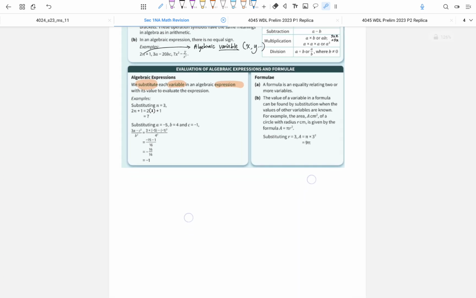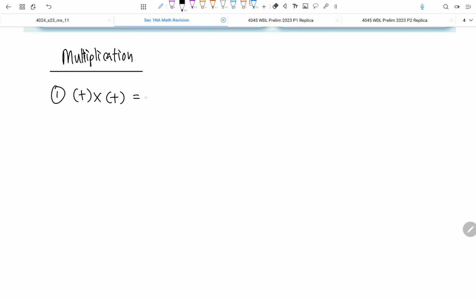Now, in algebraic manipulations, there are some basic rules of multiplication and division that I want to remind everybody. So, multiplication first. Okay, for example, let's say you have positive times positive. Positive times positive equals positive. Now, what examples do I have? Let's say positive 5 times x. You do not see any negative signs, right? This is 5x without any negative signs.